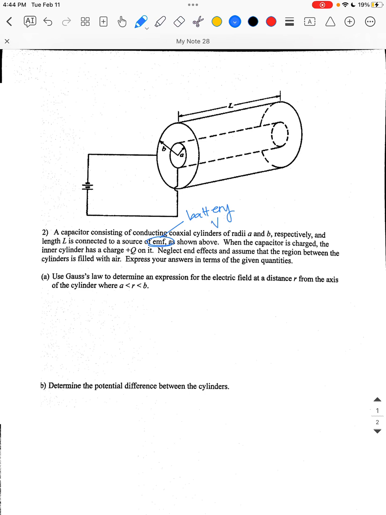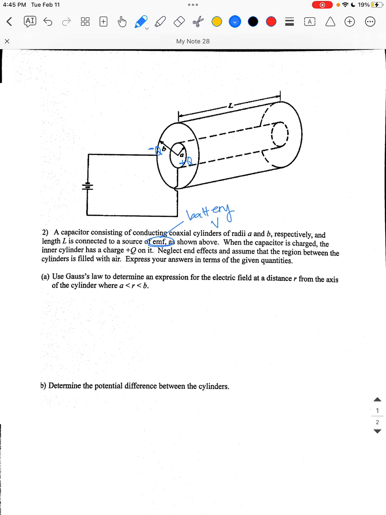We're going to talk about EMF in a later unit, but you can think of it as voltage. So the charge that's given to the inner cylinder is a positive Q. What that means is that the other side of my cylinder has to be equal and opposite. So the inside is positive Q, the outside is negative Q on the B surface. And that's what makes it a capacitor.